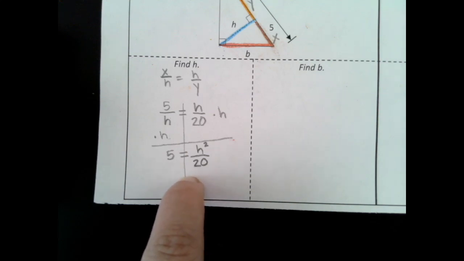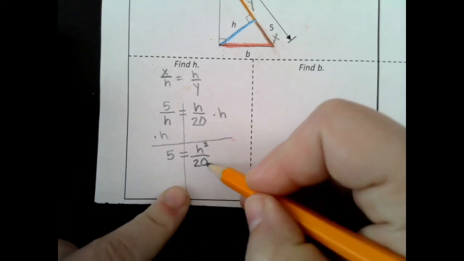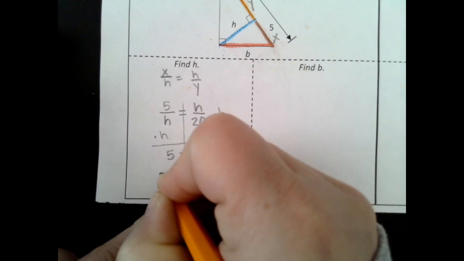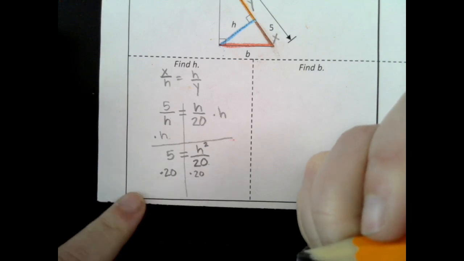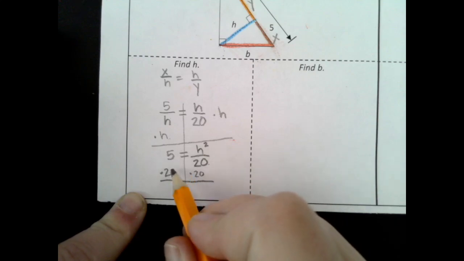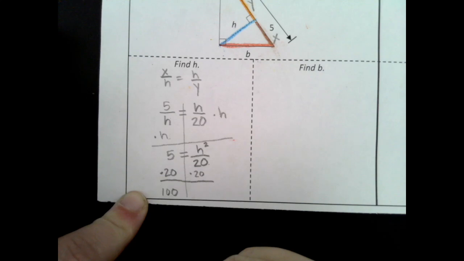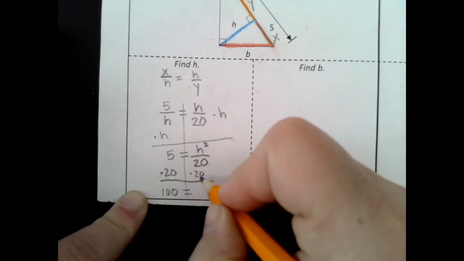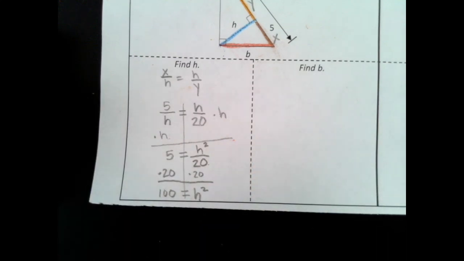Okay, now my next goal is to get H all alone. So to undo this dividing by 20, we're going to multiply by 20. Five times 20 is 100. If you didn't know that, that's okay. You can use a calculator. The 20s are gone here, so we still have H squared. I ran out of space here, but that's okay. I'll just go a little off to the side.